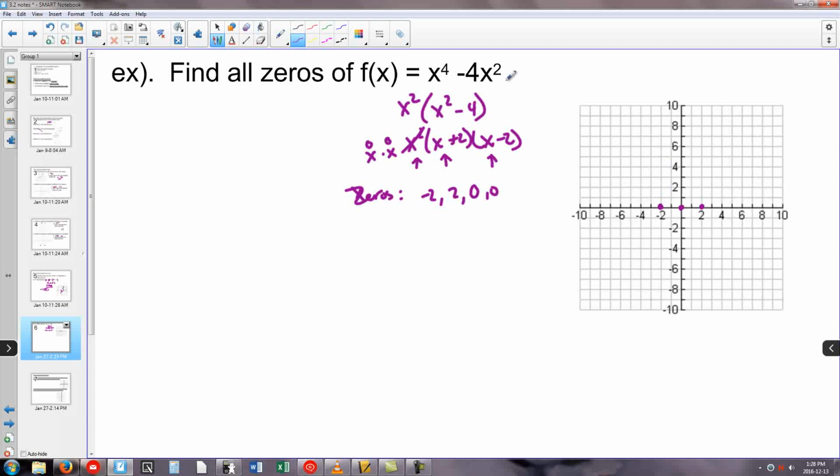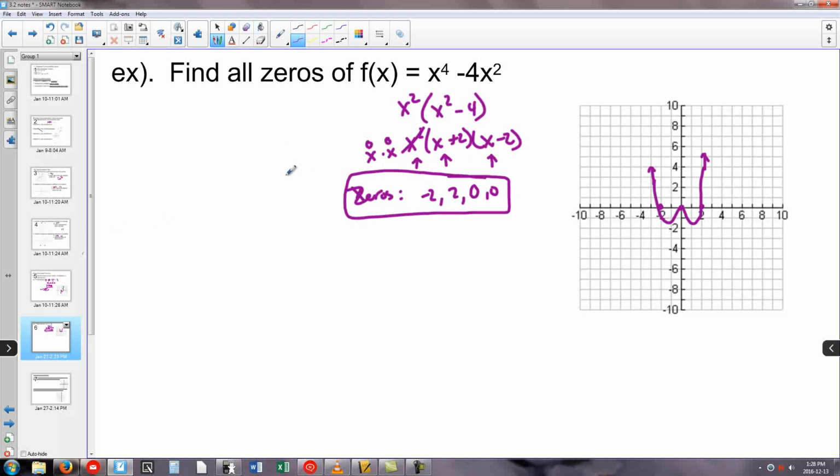If I wanted to graph this, this is x to the 4th. It's positive, which means right side goes up. Positive to the 4th, which is even, means the left side matches. Now, I know I can go through negative 2, but 0 was used more than once, so I'll touch and turn around and come back up through 2. And there's our polynomial function graph.